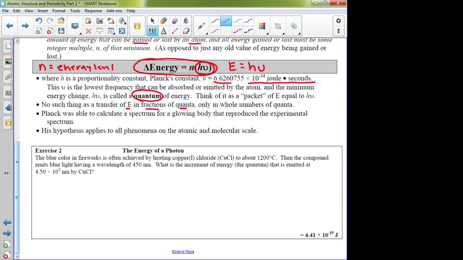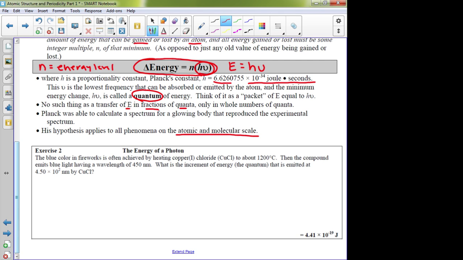So his hypothesis applies to everything on the atomic and molecular scale. And as we go on, we're going to learn it also applies to, honestly, us. I know we don't see it. We think we just behave as particles, but we actually do behave with wave-like properties. But the bigger something gets, the less that wavelength affects anything.